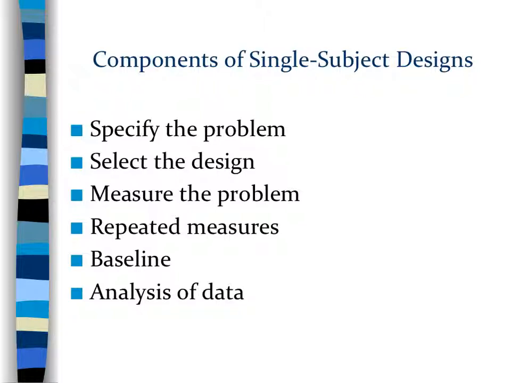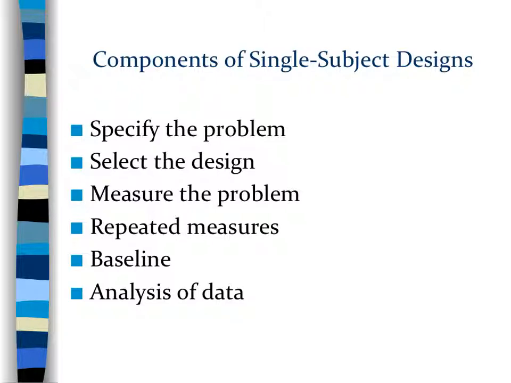The next one would be repeated measures. The same behavior is measured over and over again. This is different from most experiments in which the dependent variable is measured only once. Repeated measures are needed to obtain a clear pattern of consistency in the behavior over time. They control for the normal variation of behavior that is expected within short time intervals. This aspect of single subject designs is similar to time series studies, which investigate groups rather than individuals and do not provide for a return to conditions that are present before the treatment was implemented.